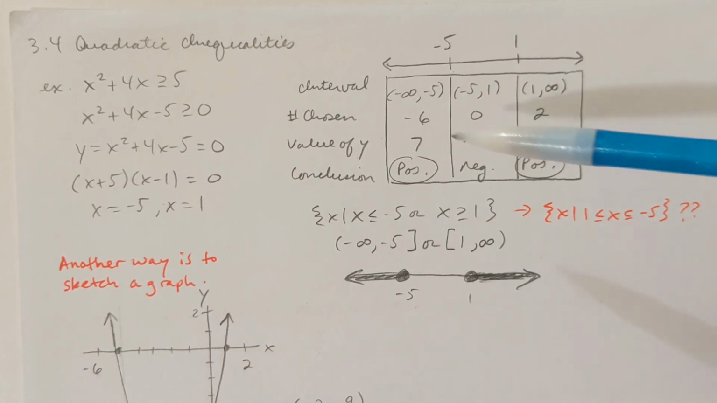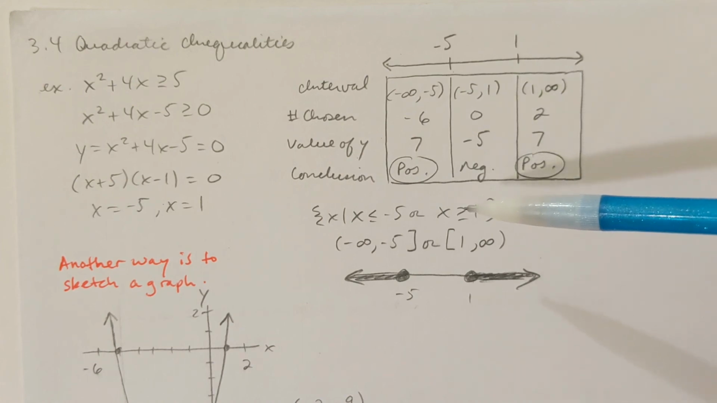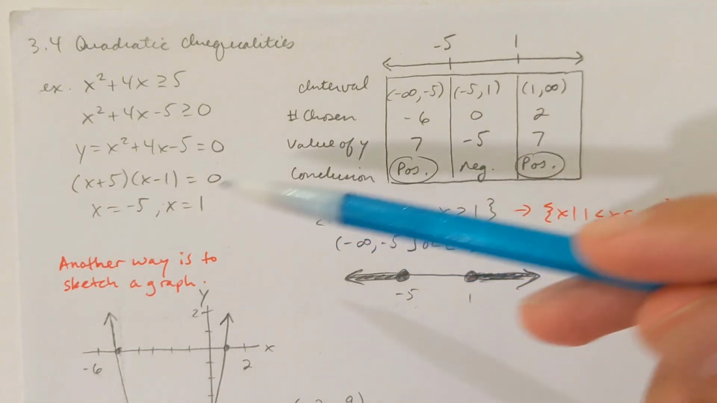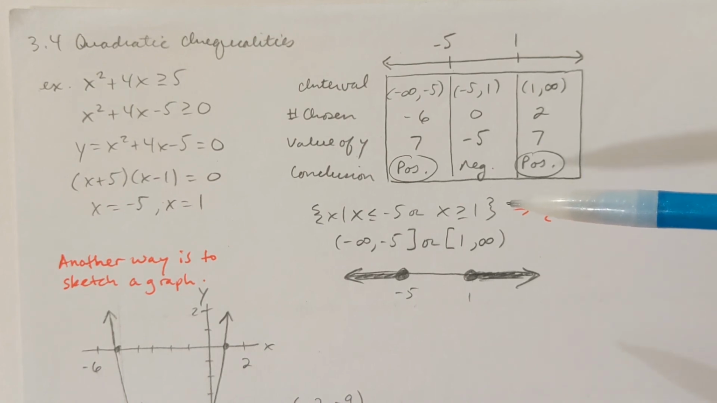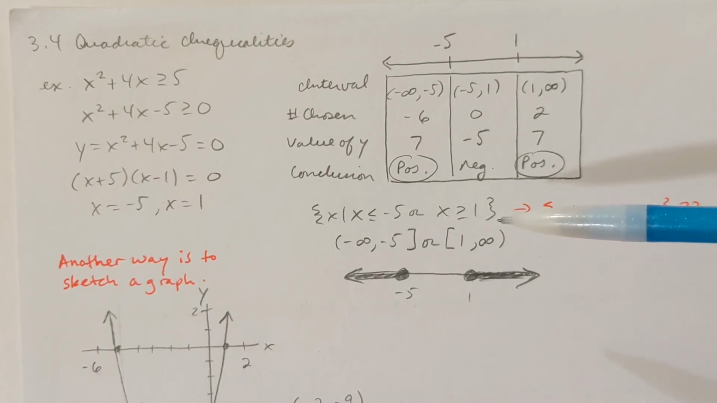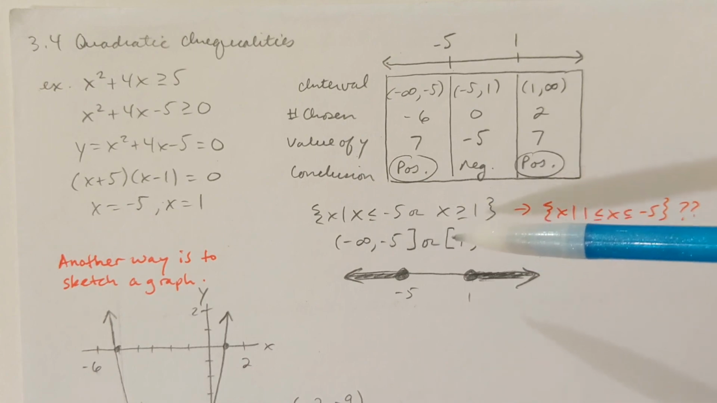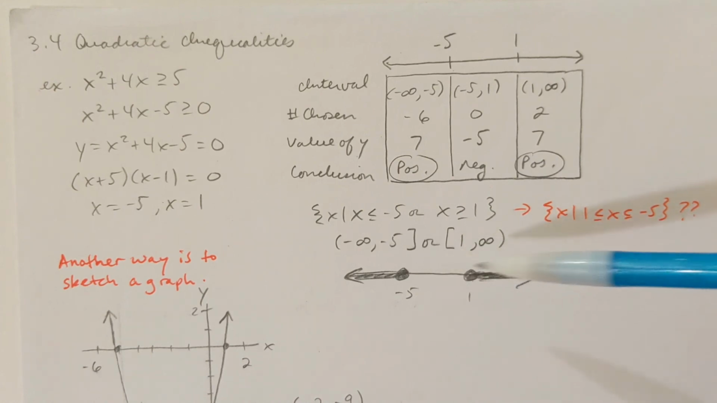And so the number that's chosen could actually be negative 5 or 1. Negative 5 or 1 would return 0. Okay, and I don't want that because 0 is not positive or negative. Okay, so 0 tells me nothing. My answer would be negative infinity to negative 5 with a bracket, or with a bracket, 1 to infinity. Okay, and here's how that looks on the number line.